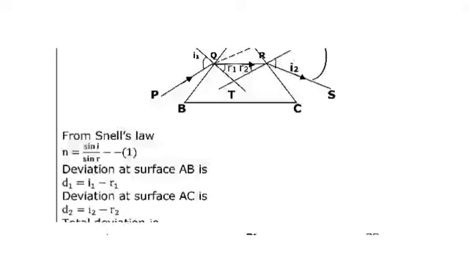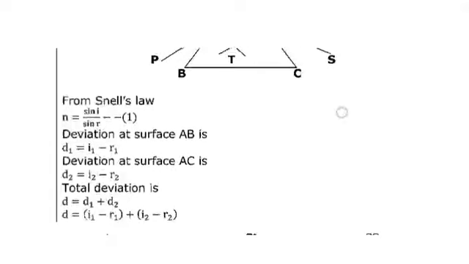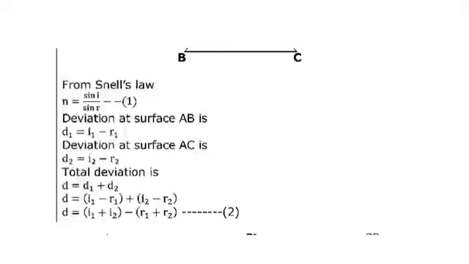Next I will take deviation at the surface AB. In the diagram observe AB side. Here I have the deviation along the first side AB, so I denoted that one as D1. D1 is equal to i1 minus r1. Now deviation at the second side, that is along AC, D2 is equal to i2 minus r2. Now I got the expression for D1 and D2. I can write the total deviation D as D is equal to D1 plus D2. I can substitute D1 and D2 values here.